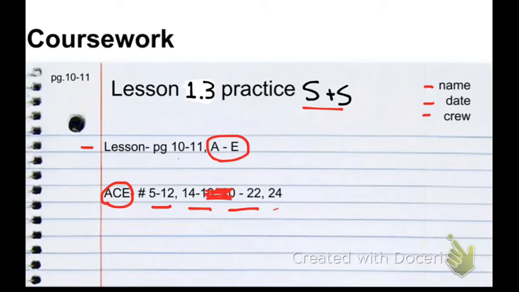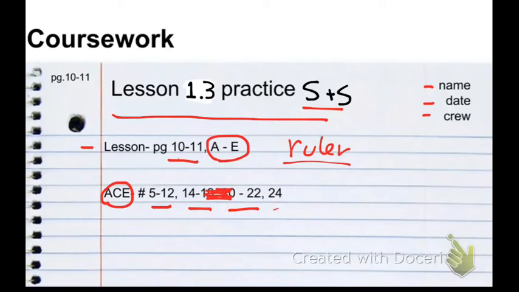Our coursework today is going to be on pages 10 and 11 in your book. We want to do lesson 1.3, practice for stretching and shrinking. Make sure we have name, date, and crew on this fresh sheet of paper. Your lesson starts on page 10, goes to 11. It's going to be problems A through E. You may need a ruler to solve some of these problems, or it might be handy at least. Then our ACE problems are going to be 5 through 12, 14 through 22, and then 24. All right, ladies and gentlemen, have fun, have a good time, do some good work.